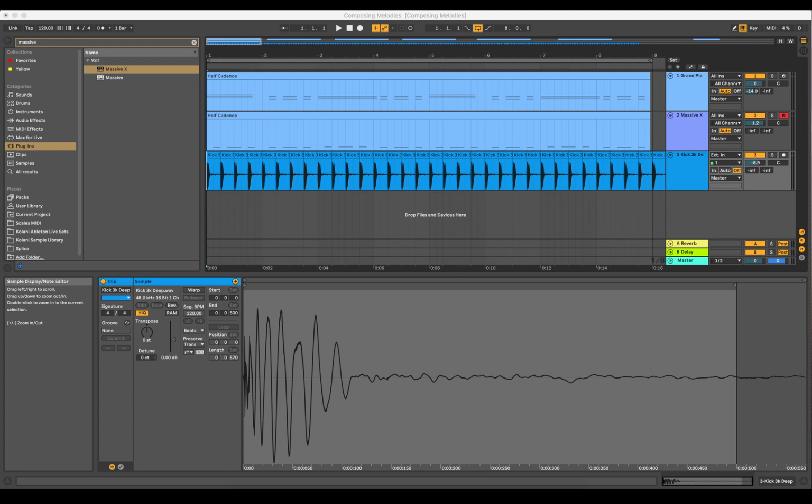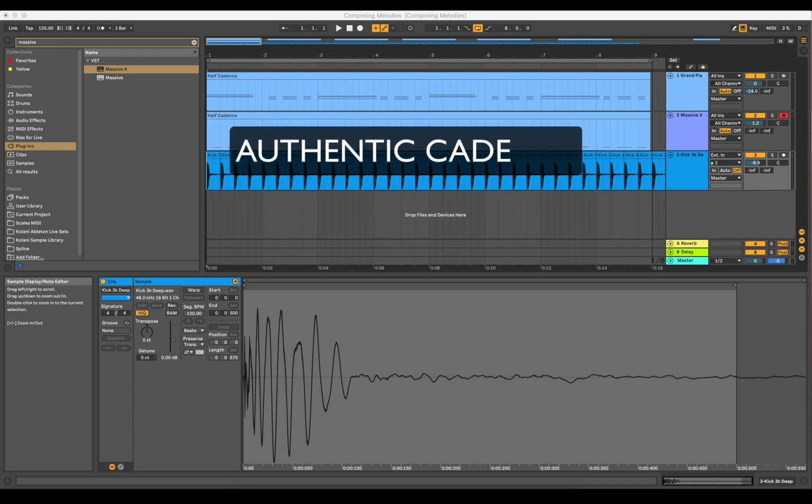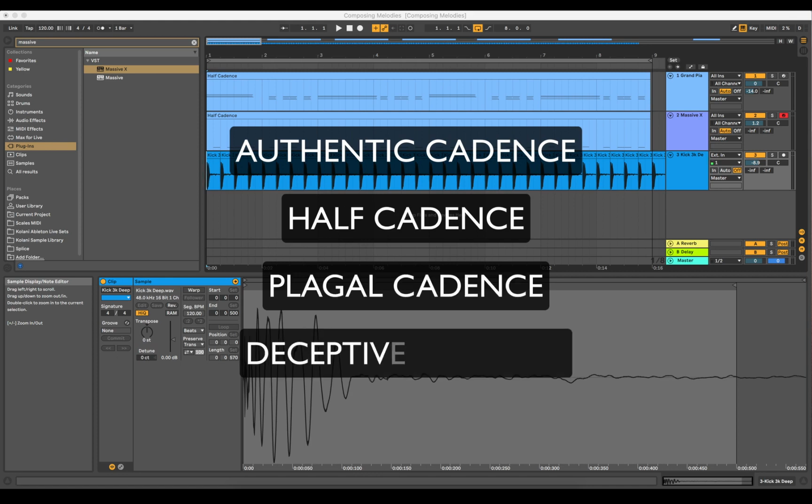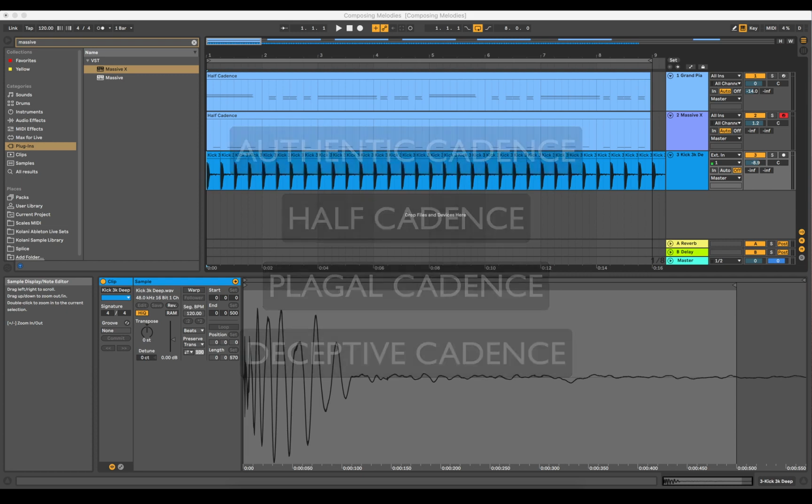Technically, the kind of cadence you're going to be using depends on the last 2 chords of the passage. There are 4 main types of cadences used in music. They're called the authentic cadence, the half cadence, the plagal cadence, and the deceptive cadence. Firstly, we'll go through the authentic cadence.